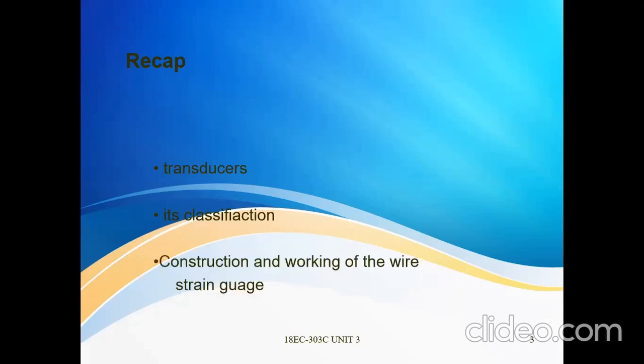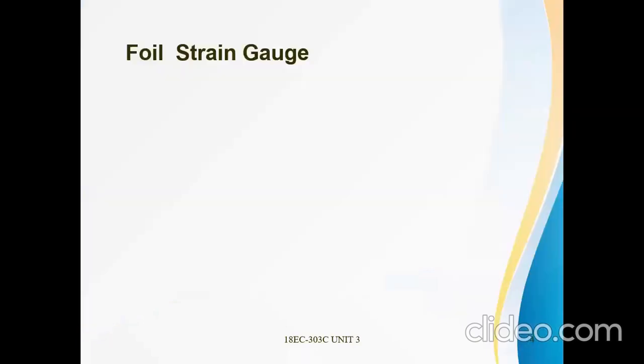Right. And the construction and working of the wire strain gauge we also discussed in the previous session. See, in the wire strain gauge, based on the applied stress, the strain will vary and the resistance will vary. It is a resistive passive transducer, and the main component here is a resistor. So based on the applied stress, the resistance will vary. This is about the wire strain gauge. So in this session, we will discuss the foil strain gauge transducer.